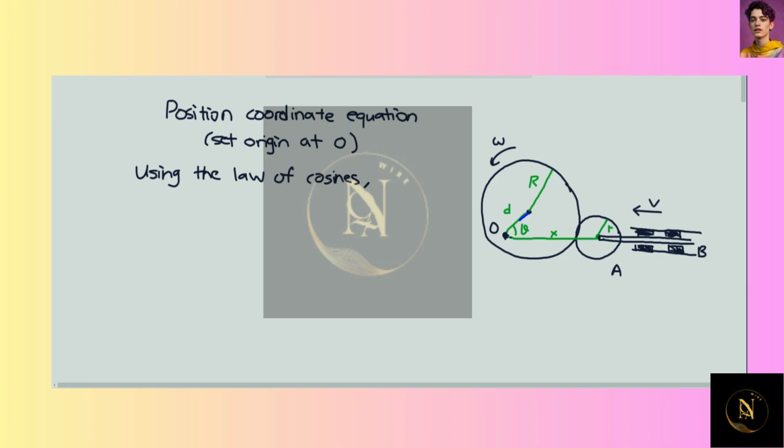From the center of the big circle to point O, draw a horizontal line to the center of the small circle, and then connect back to the center of the big circle. In this big triangle, this side is d, this is angle theta, the bottom side is x, and the other side is big R plus small r. The law of cosines gives us x squared plus d squared minus 2xd cosine theta equals (R plus r) squared. Then we take the time derivative.